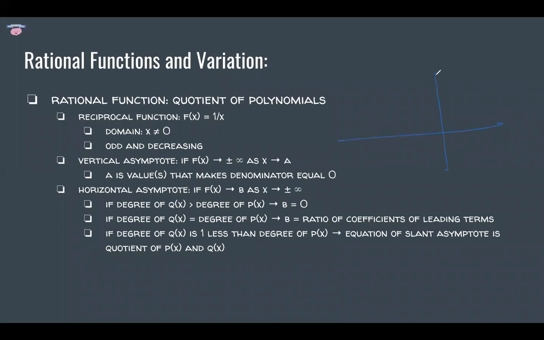First thing to do, here's a graph of 1 over x. Here is the vertical asymptote. There's only 1 in this case. And here's the horizontal asymptote. There's only 1 in this case.